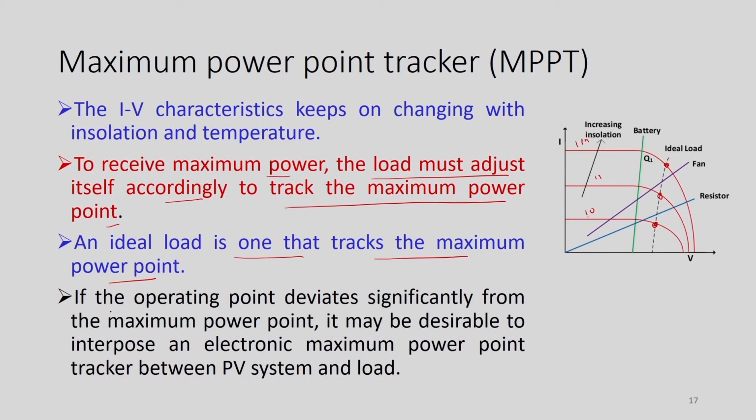So, if the operating point deviates significantly from the maximum power point, it may be desirable to interpose an electronic maximum power point tracker between the PV system and the load. So, we have the PV system and then we have the load. In between we need to install this MPPT to control and to get maximum power. In this figure you can see the different loads, with increasing insolation, and this is for battery, this is for fan, resistor, but we need to operate at this maximum power point.